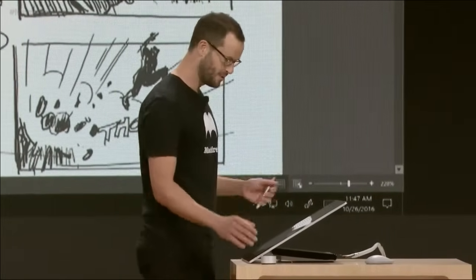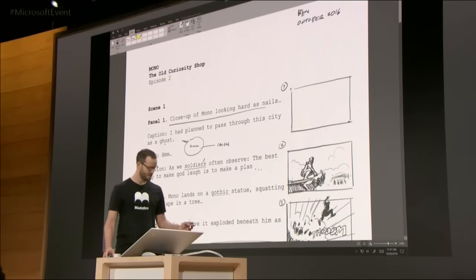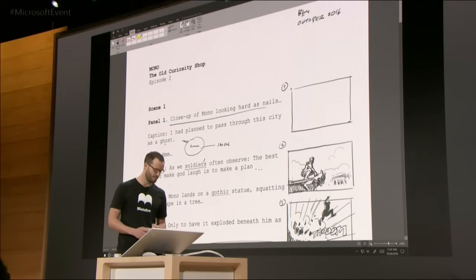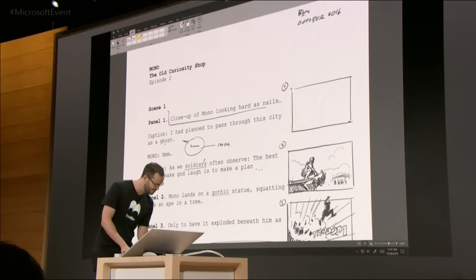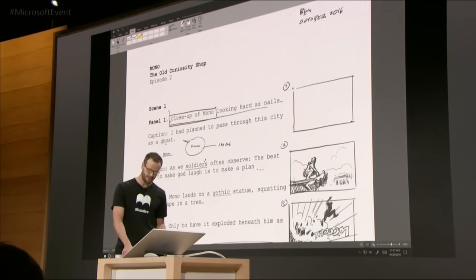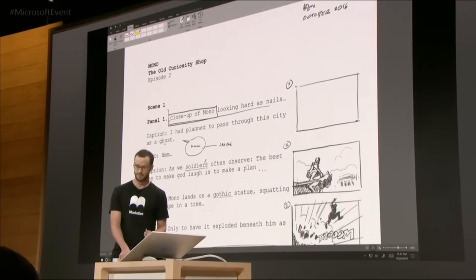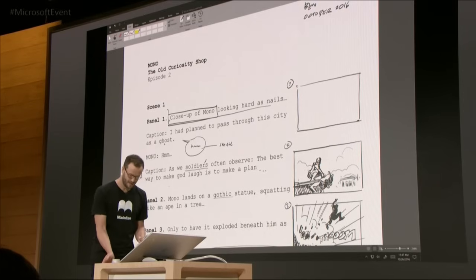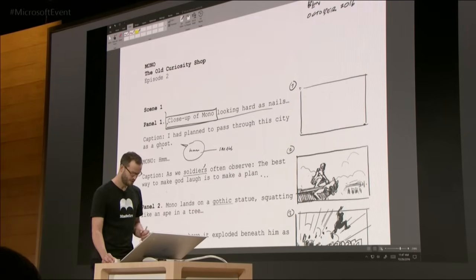I'm pretty happy with my script. I'm just going to pick my pen, and I'm going to focus on this area, close up of Mono. Hopefully you can see that. And the step after the script is to work on thumbnails. And thumbnails are a sketch of the action. So I'm moving from words to pictures. So I'm going to put in Mono here.